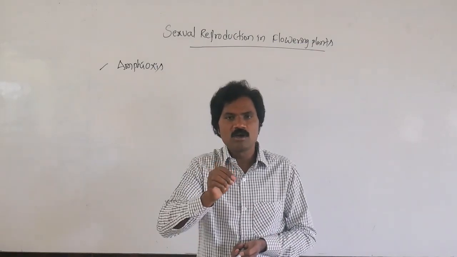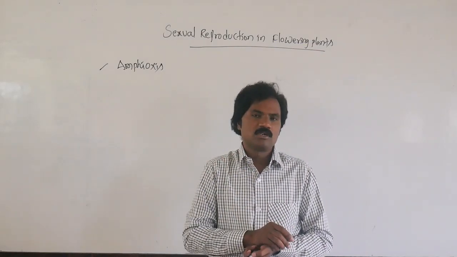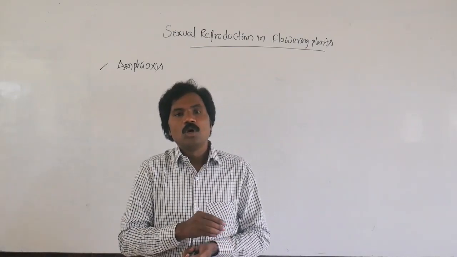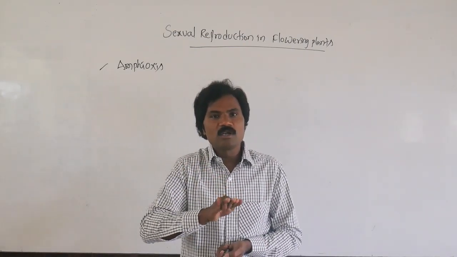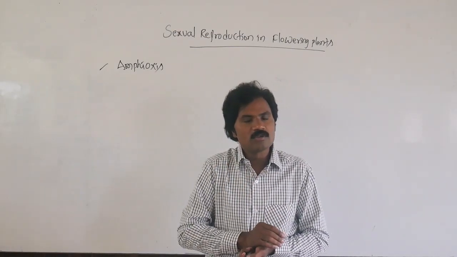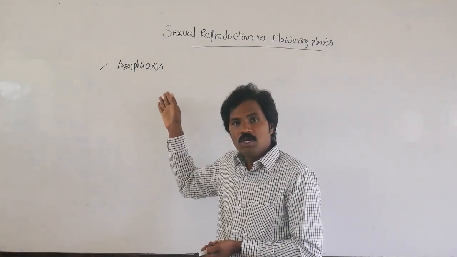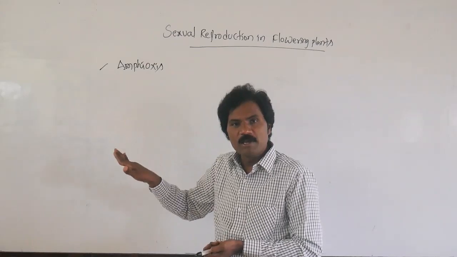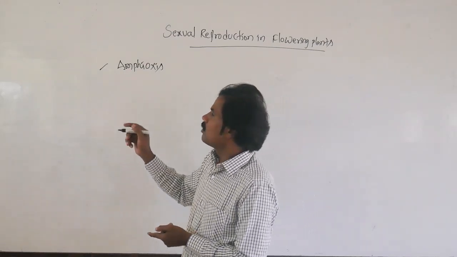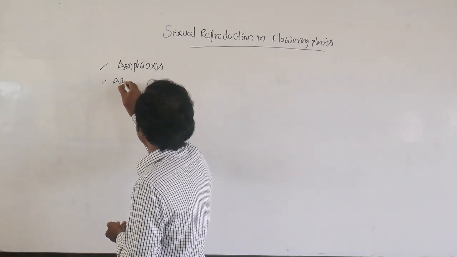Here it must involve both male and female gametes. Then, the way without involvement of male and female gametes is called apomixis, that is, reproduction without fusion of male and female gametes. That we call apomixis.